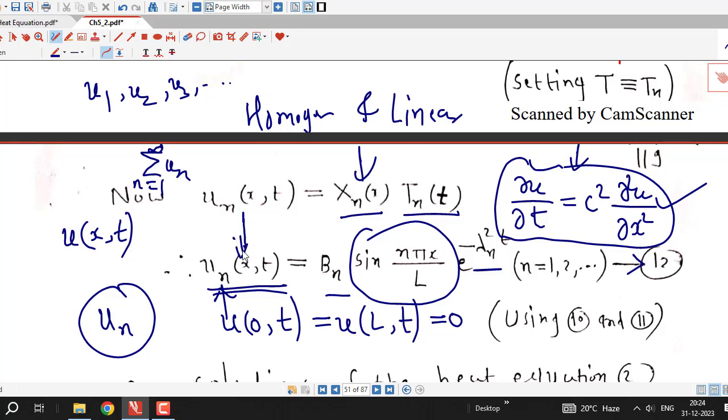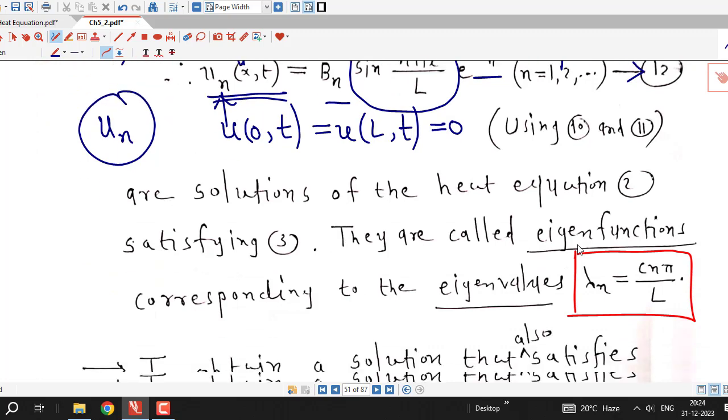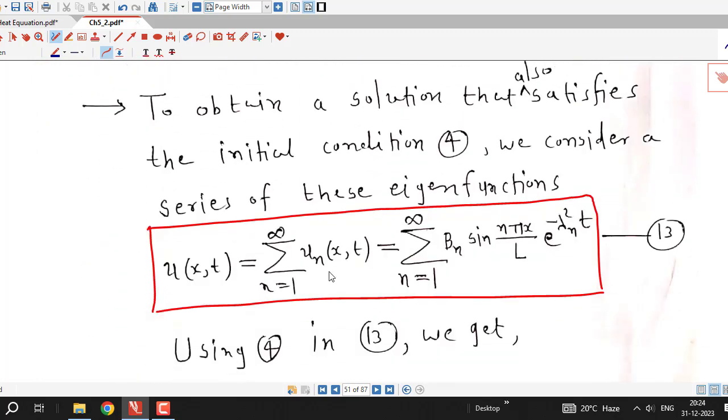So here we have these un solutions of the heat equation, which is homogeneous and linear. Therefore, we can use the superposition principle, and we can write that this infinite sum of those uns is also a solution of the heat equation. In the next step, I have written this summation of un, n equal to 1 to infinity. Here I have put their values.